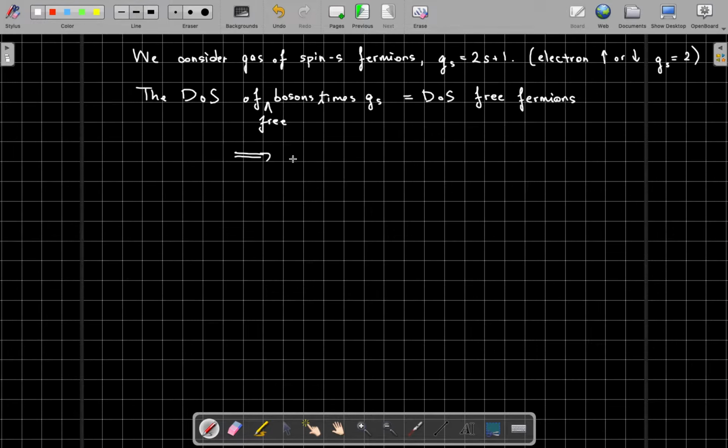Okay, so in other words, the g(E) for fermions will be equal to g_s V over 4 pi squared, 2m over h bar squared to the 3/2, square root of E. Okay, note that we still have the same proportionality to the square root of the energy, so things are not too different from this point of view. However, things are different from the point of view of the occupation numbers because of the Pauli exclusion principle, right?